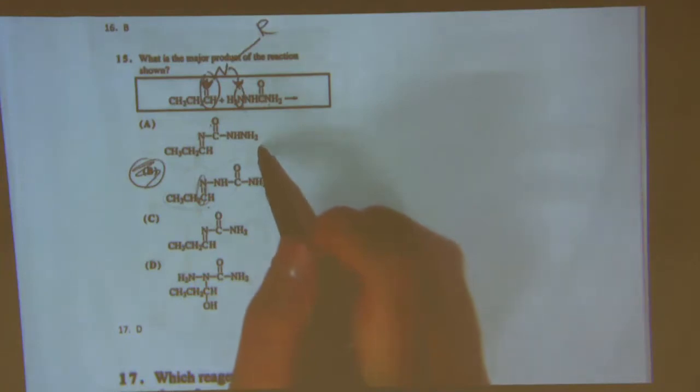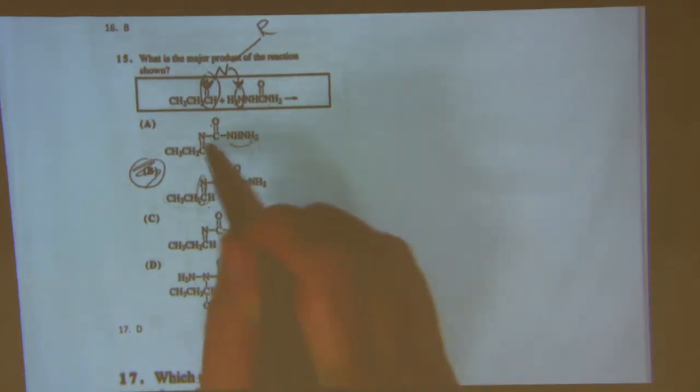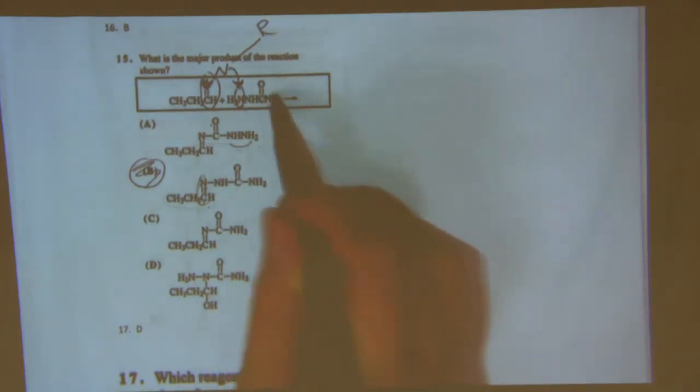A adds an extra nitrogen somehow. There's 3. Oh, no, it switches it.